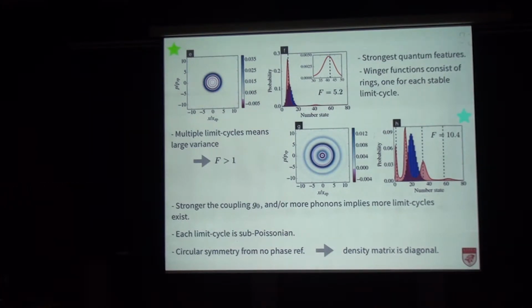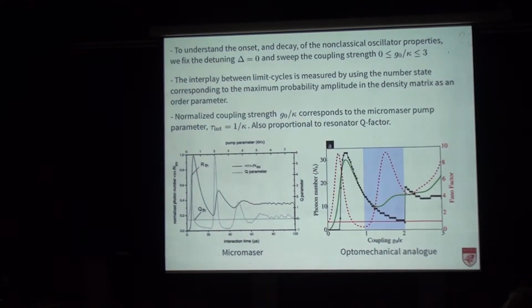So these large variances come from the fact that I have multiple oscillation amplitudes. The general idea is the stronger the coupling, and also the more excitations you have in your oscillator, the more of these peaks you'll see. So you always have a large Fano factor. The reason it turns out these states are still quantum mechanical is that if I look at each of these pieces individually, both of them are sub-Poissonian, provided I look at each of them individually. I'll return to that in just a couple of slides.